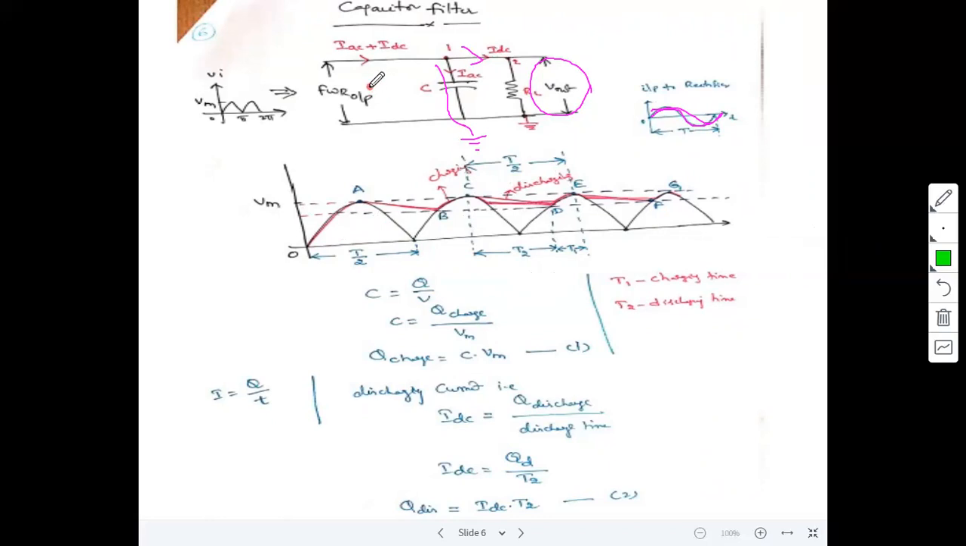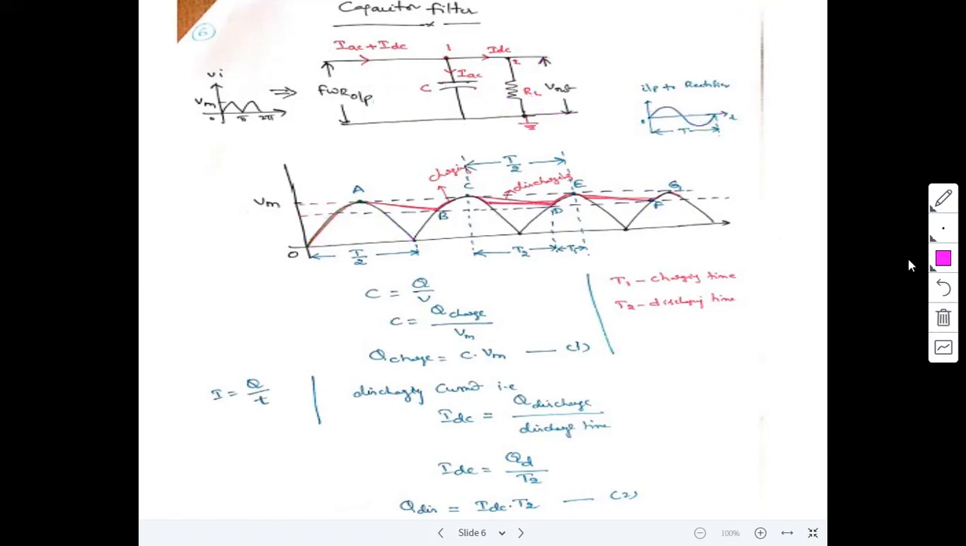Now what happens when we apply the signal here? When it reaches the maximum value Vm, slowly the capacitor charges. Remember this one. When the input is maximum, the capacitor also reaches the maximum signal. Now when the input is going negative, during this interval the capacitor tries to discharge through resistor RL. Now the capacitor tries to discharge, right?